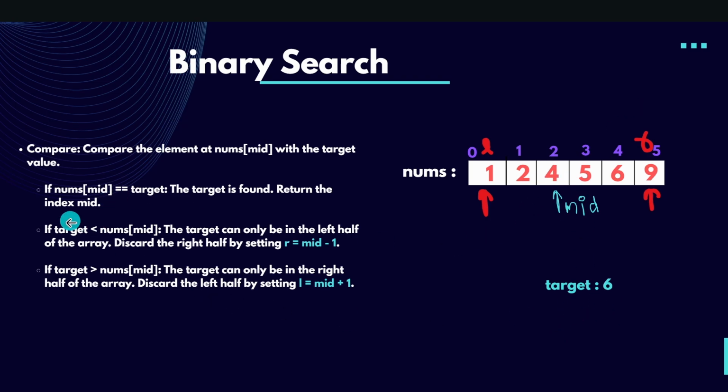The next step is we are going to check whether the target element is less than nums of mid. So what is nums of mid? This is nums, this is mid. So nums of mid is 4, the target is 6. As this is sorted, the 6 will be greater than this 4. So you are going to discard this whole part below the 4, and you are going to only consider this one.